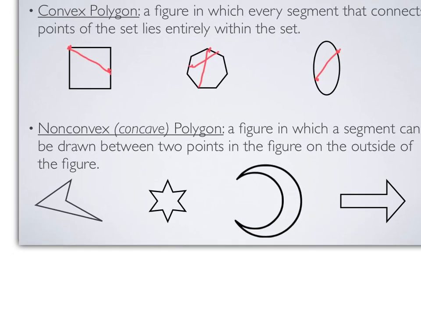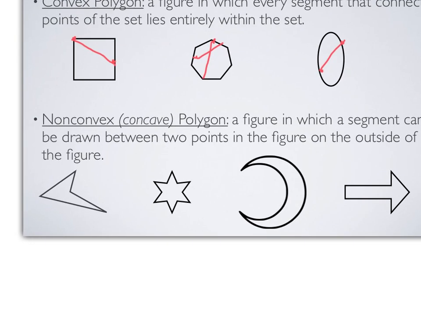Whereas if I go down here to the non-convex ones, I can draw in a segment here, and here, and here. And all of those green segments are connecting points on the figure, but they go outside of the figure. That's the big difference between concave and convex.